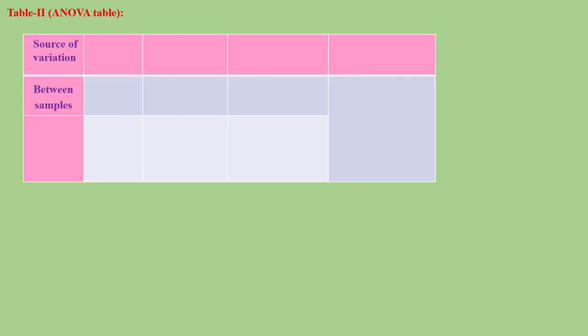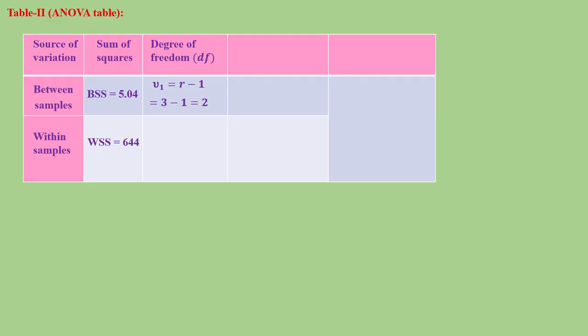Then you prepare the ANOVA table. Source of variation: between sample and within sample. Sum of squares: between sample sum of squares BSS is 5.04, within sample sum of squares is 644. Next corresponding degrees of freedom. Between sample, V1 is r minus 1, so 3 minus 1, that is equal to 2. Then within sample, V2 is equal to n minus r, 25 minus 3, that is equal to 22.